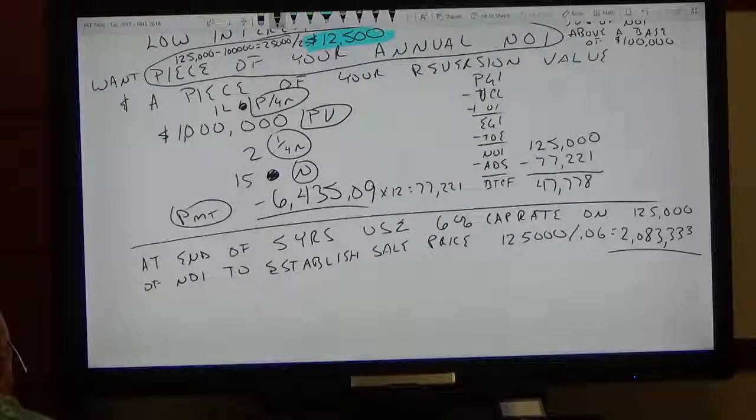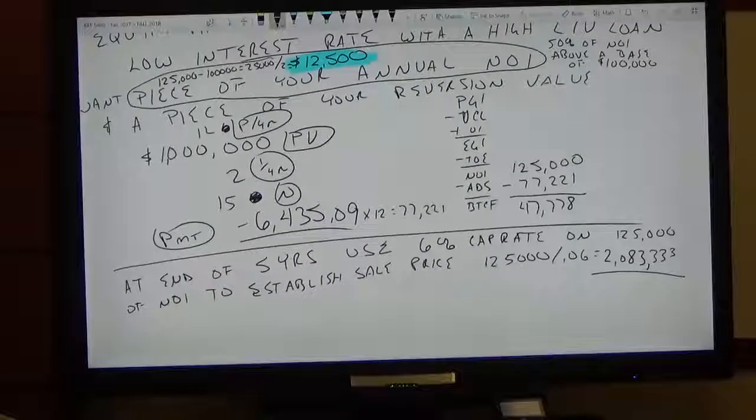$2,083,333 would be the sale price at the end of 5 years, based on that cap rate. Does that make sense, everybody? Yes or no? Now we're doing all this on a before tax basis on purpose to keep it simple.